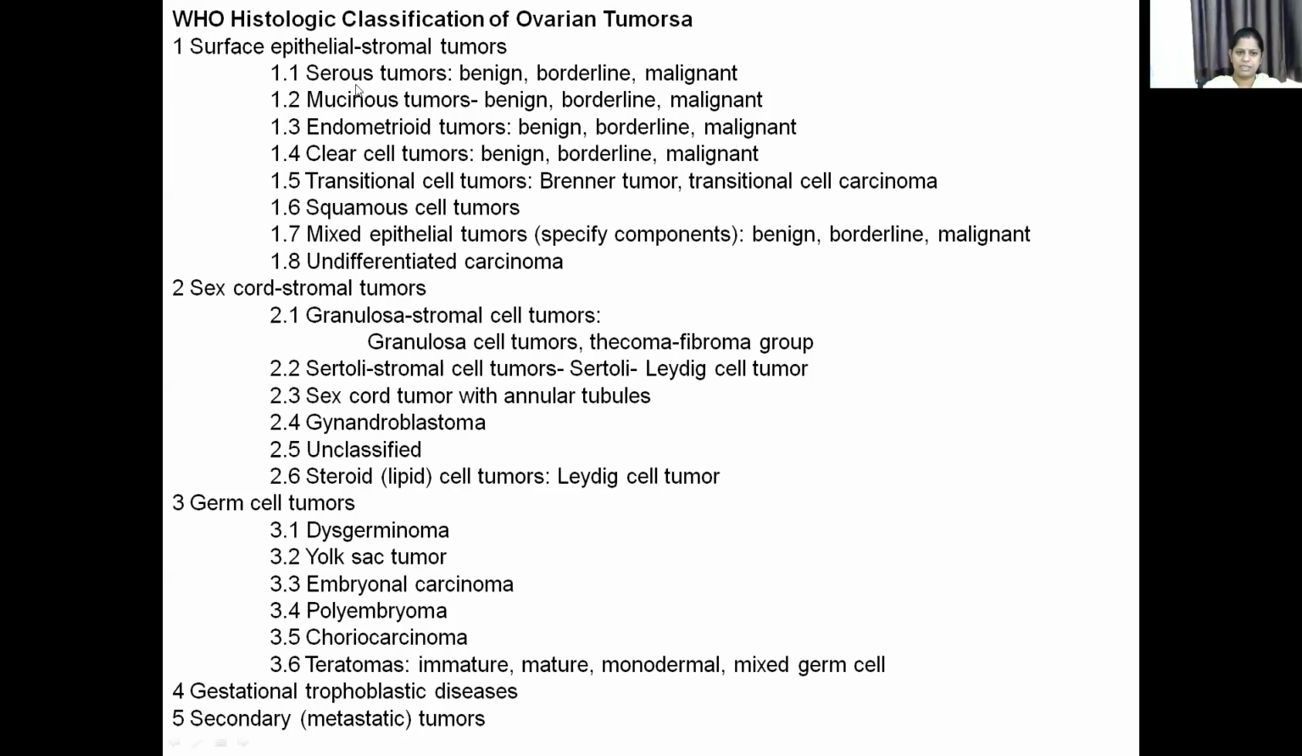Surface epithelial tumors include serous, mucinous, endometrioid, clear cell, and transitional cell, and there are other groups. Individual entities are again divided into benign, malignant, and in between there is something called borderline. Transitional tumors include the Brenner tumor and the transitional cell carcinoma.